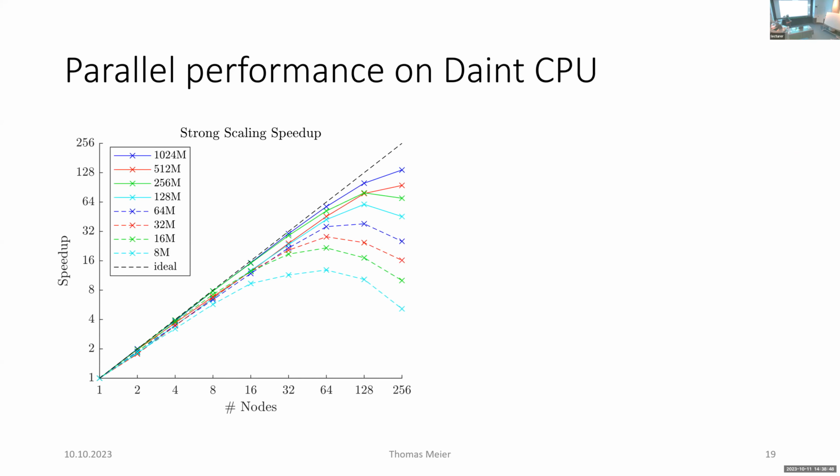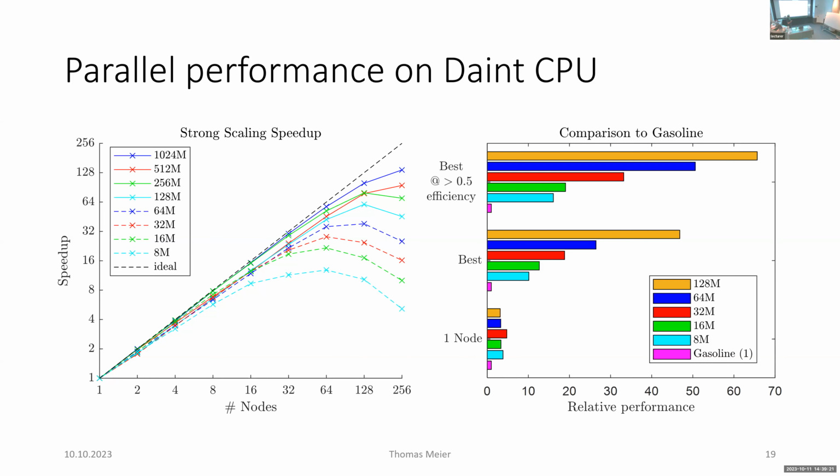And then we measured parallel performance on this supercomputer here. That's in Switzerland. It has CPU nodes and it has GPU nodes, which I will show on the next slide. At 8 million particles, we scale to, I don't know, 16 nodes. But at 1 billion particles, we scale up to 256 nodes. And each of these nodes has 36 cores. So we scale to a lot of cores.